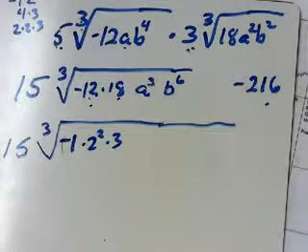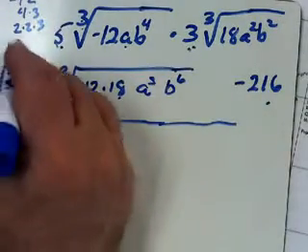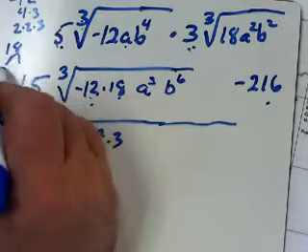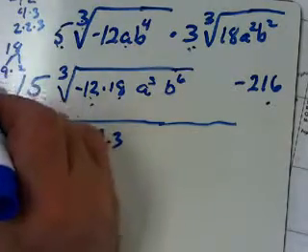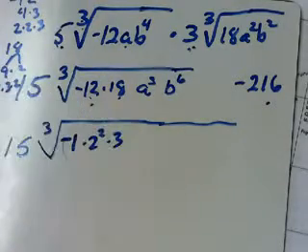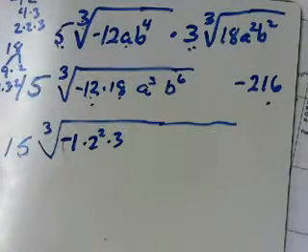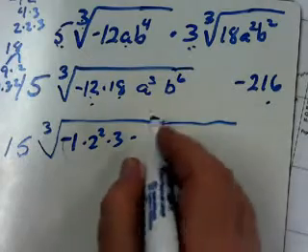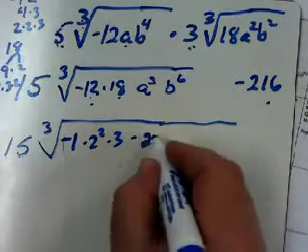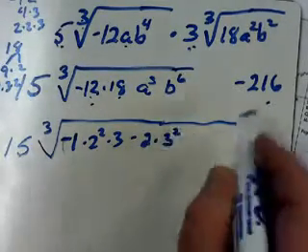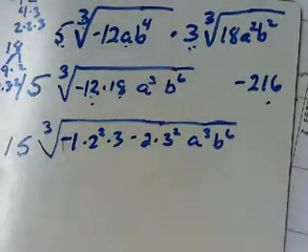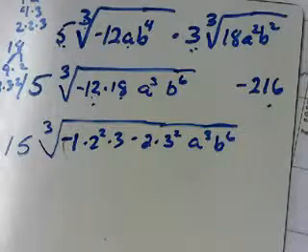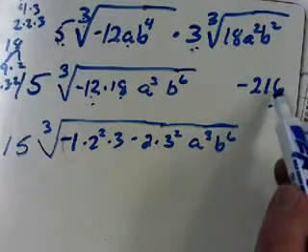That's 12. What about 18? 9 times 2, which would be 3 times 3 times 2, which means that I would have 2 times 3 to the second, a to the third, b to the sixth. I don't know, to me that's a whole lot easier than going through all this 216.